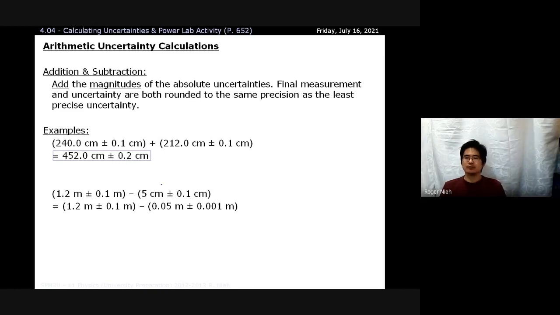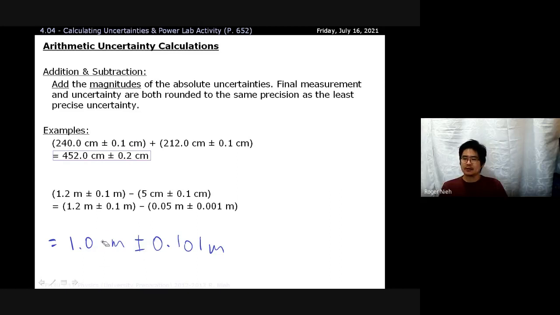Okay, so we're going to convert everything into meters. So 5 centimeters translates into this, and 0.1 centimeter is plus minus a millimeter. Now we can do our proper arithmetic. Again, we're going to subtract 1.2 by 0.05. So we have 1.05 meters. That's true. Next, with our uncertainties, again, your errors will never get any better. It'll always get worse. So we need to add these two together. You're going to get plus minus 0.101 meter.